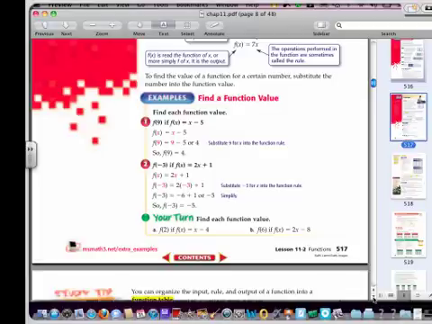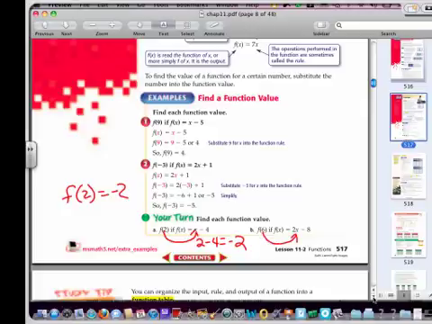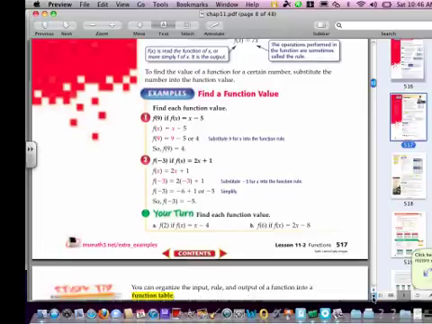Alright, so on the first one, if we plug 2 in for x, we get 2 minus 4. Well, 2 minus 4 equals negative 2. So f of 2 is negative 2. On the second one, if we plug 6 in for x, we get 2 times 6 minus 8. 12 minus 8 equals 4. So f of 6 equals 4. Not too tough. Not too bad. Alright, let's go on.